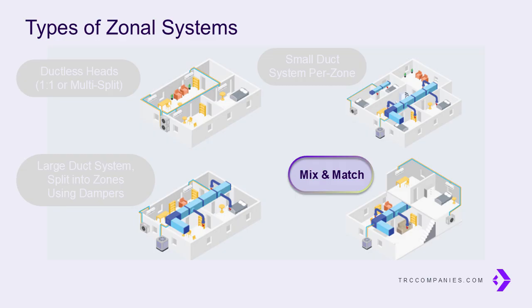And then there's the mix and match approach, which lets you get creative with your distribution design. For example, you could use ductless heads downstairs and a compact low static pressure system for the upstairs bedrooms, or maybe a ductless head for the master bedroom and a ducted system serving the rest of the house. Modular designs like this give you the flexibility to tailor the system to the home's unique needs and layout. The key is to think about the home's layout, comfort requirements, and efficiency goals when choosing the right zonal system.